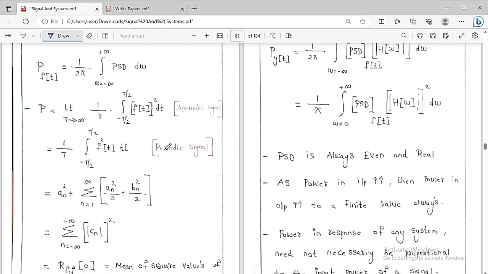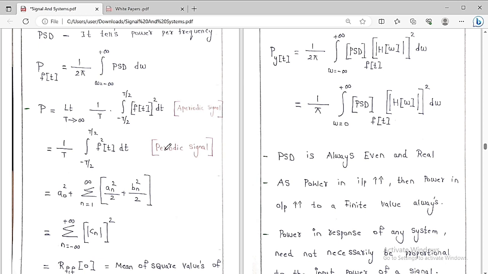Now the next point that we are going to discuss is the power P, which is equal to limit T goes to infinity 1 by T into integration from minus T by 2 to T by 2 of mod f of t whole square dt. This is for an aperiodic signal. This one I have already told you. For a real signal, you can use f of t, and for a complex signal, mod f of t. So for mod f of t whole square dt, I have already told you, generally you can use mod f of t, and mod f of t will be equal to f of t for real signals.